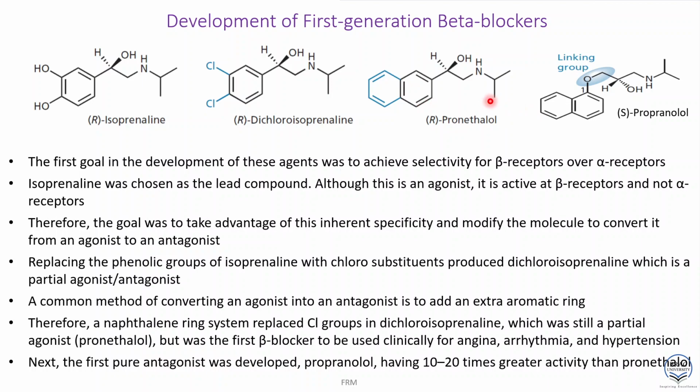Next we developed the first successful full antagonist, or pure antagonist, which is propranolol. From this structure, we add an extra group here along with this naphthalene group, and the R enantiomer is converted, so the hydroxyl group is positioned in the reverse way, and the compound becomes the S enantiomer. So propranolol is the S enantiomer, with just one extra group. This is a full antagonist, and it helped a lot in reducing cardiac arrest and angina.